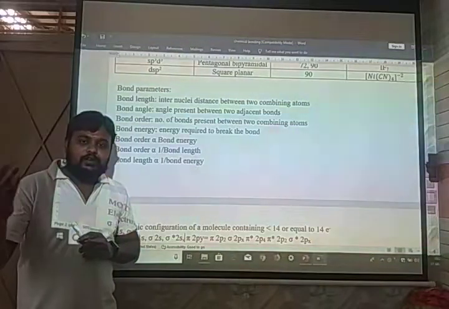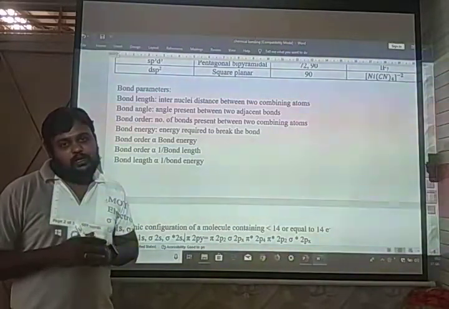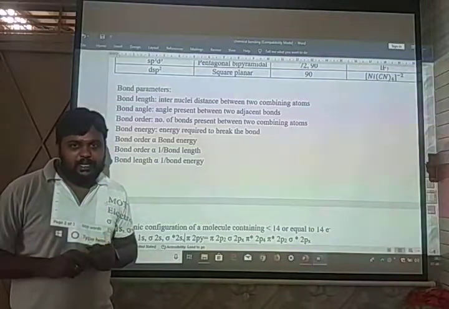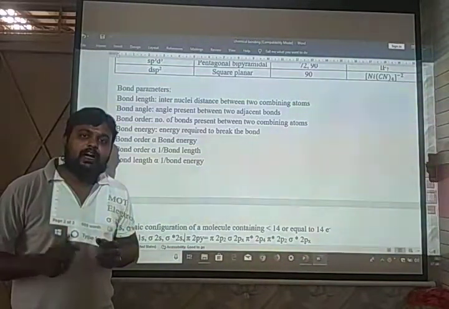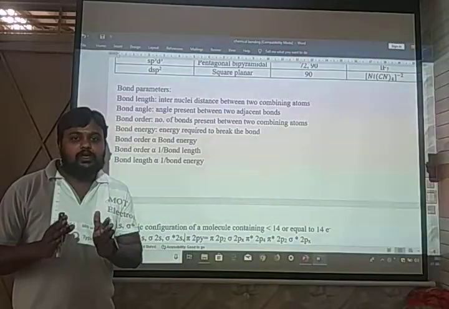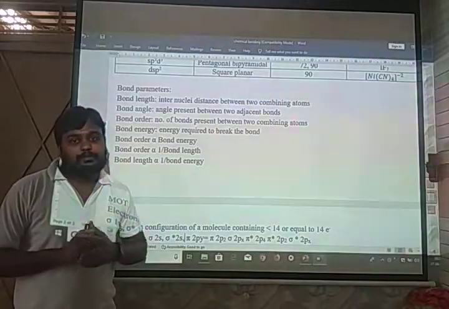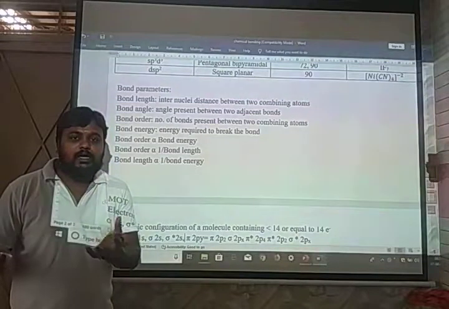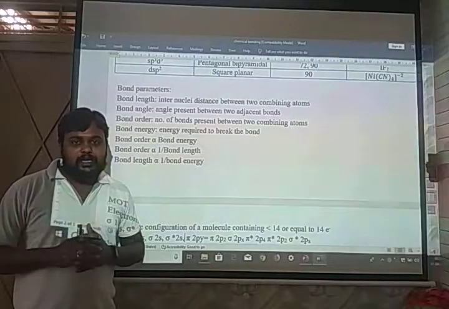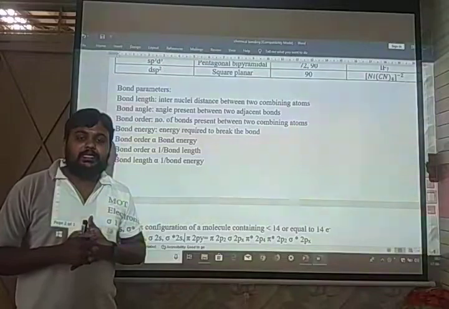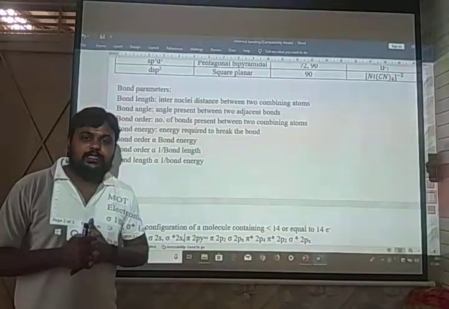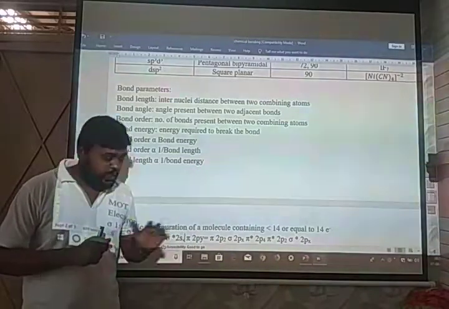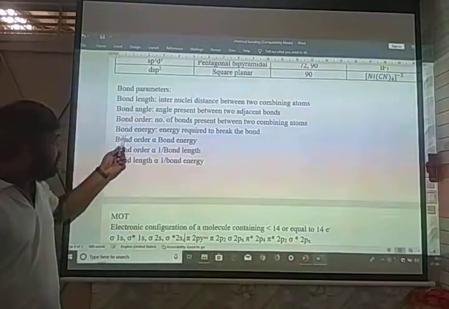In case of MOT, we are also going to find the bond order using the formula (NB minus Na) divided by 2, where NB is the number of bonding electrons, that is molecular orbitals without a star. Na means number of anti-bonding electrons, that is molecular orbitals having a star. NB minus Na divided by 2. This is the formula to find the bond order in case of MOT. So next is bond energy.